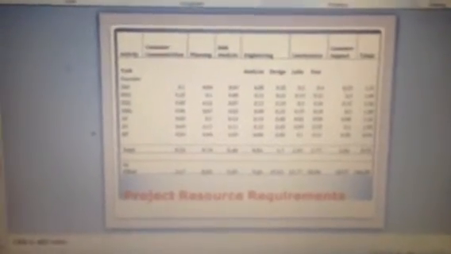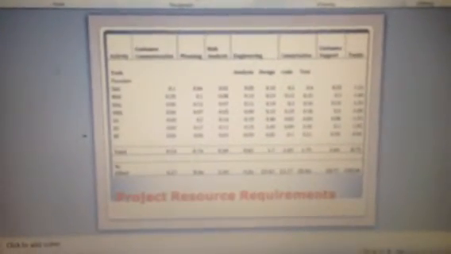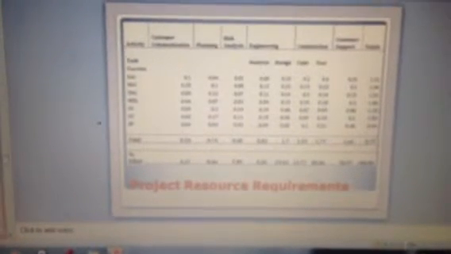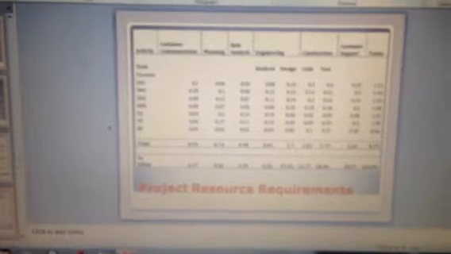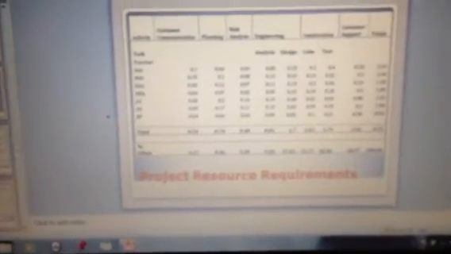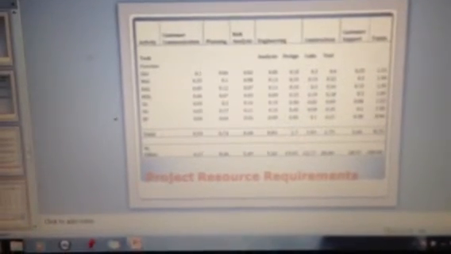And then we have a project resource requirements list or chart, which basically breaks down all of the different tasks in the project into the amount of effort that was required to complete each task, which can then further help us determine how many resources to assign to each task.